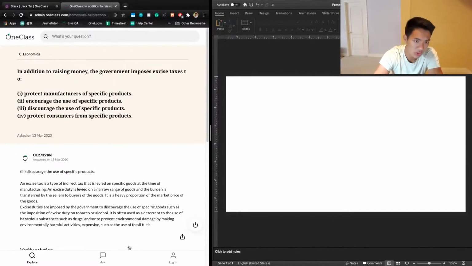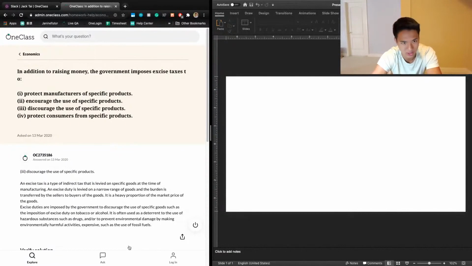2 says encourage the use of specific products. But again, it's a tax. It's a negative incentive, right? We're wanting people to basically consume less of this good by increasing the price of the good artificially with a tax. So we're not encouraging use of specific products, we're discouraging use of those products. And that's where we get to answer choice 3, the discouraging of the use of specific products. This is the best answer here because that's the exact purpose of an excise tax.